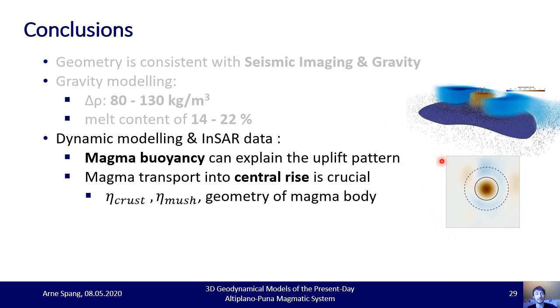We do not need any additional pressure source. We don't need an expanding magma chamber. All we do need is the magma transport from the outskirts towards the central rise. If we don't have this central rise, we don't get the flow pattern. We don't really get this uplift pattern. And other factors that impact the system are the viscosity of the crust, the viscosity of the magma body, and again the geometry of the magma body.